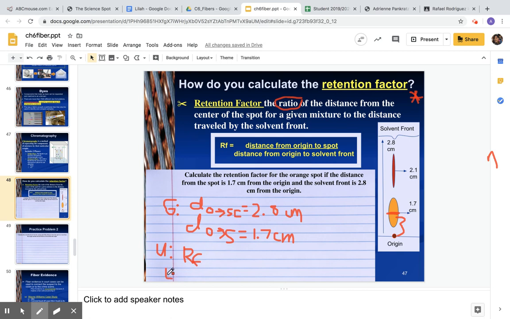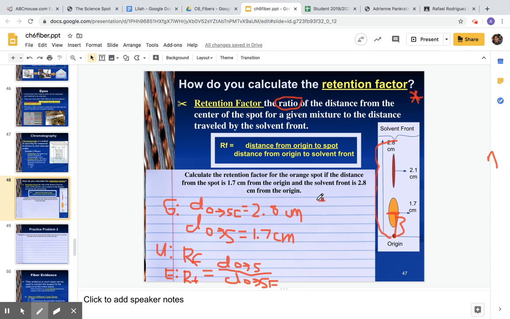For our equation, we know that retention factor is equal to distance from origin to spot, divided by distance from origin to solvent front. And then if you later on want to put just S and then solvent front, you can do that too. I'm just showing you guys where I'm going. So again, this is from here to here, and then from here to here.